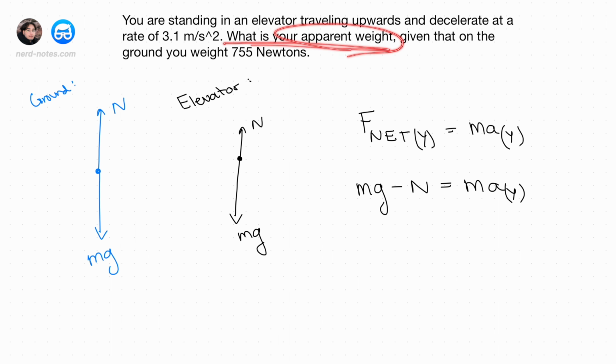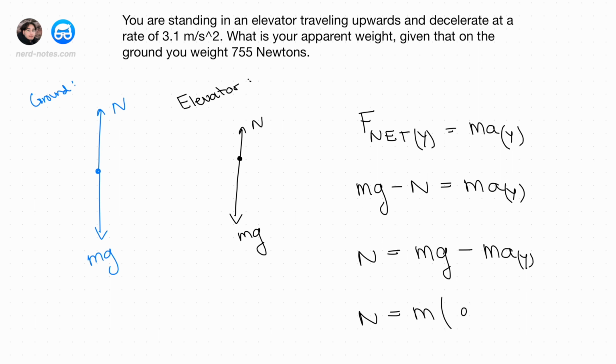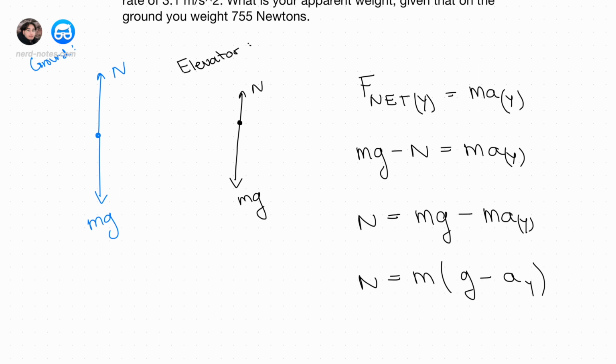Alrighty, from here we need to actually solve for the apparent weight. Again, the apparent weight is really just the normal force. It's what we feel like we weigh. And in this case, we should get a smaller number than our actual weight. So let's go and solve for N. N is equal to mg minus m a_y. We can simplify by factoring out the mass. So m times (g minus a_y).